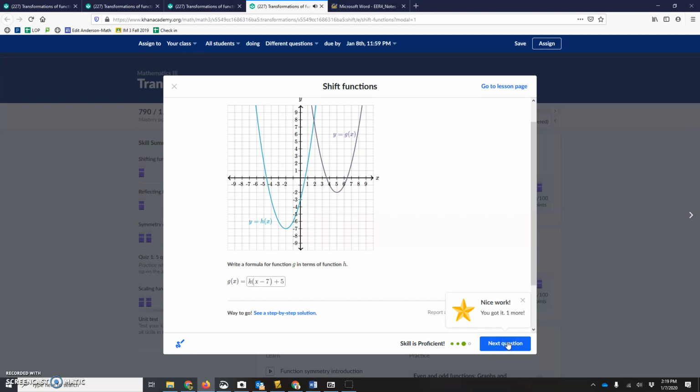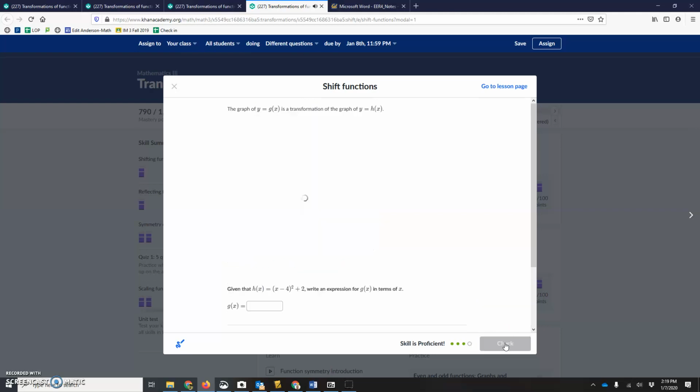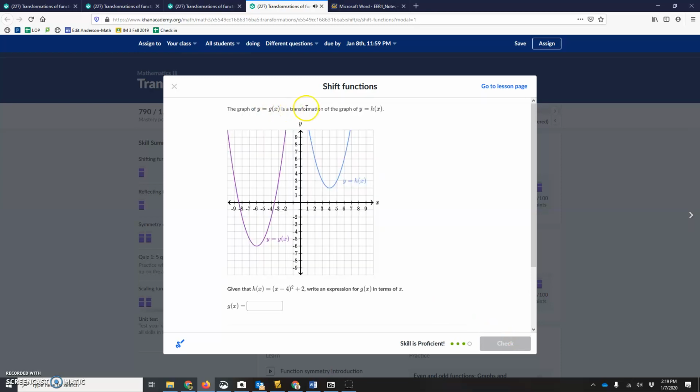Okay, next question, last question. So g of x is a transformation of y equals h of x. So this is h of x. That's the original. G of x is the new one. Given that h of x is x minus 4 squared plus 2, write an expression.